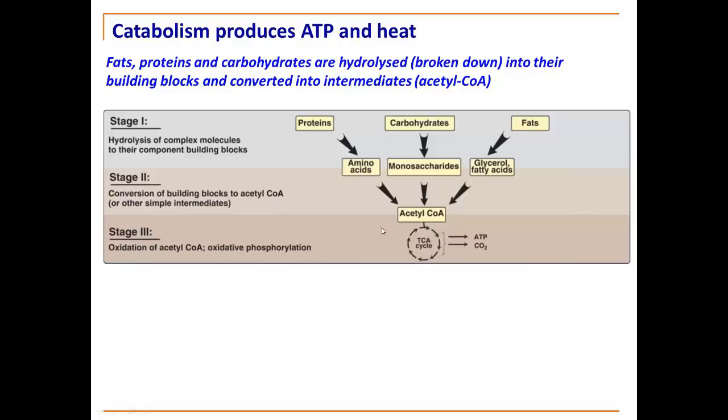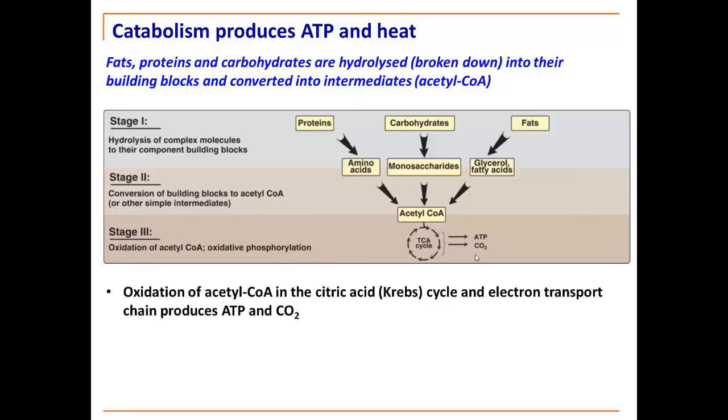And then stage 3, that intermediate acetyl-CoA can enter the Krebs cycle or the TCA cycle, and we're in the mitochondria at this stage. When we're in the mitochondria, that's when we're using oxygen, and that's when we produce huge amounts of ATP and carbon dioxide as well. Like I said, oxidation of this acetyl-CoA in the Krebs cycle and the electron transport chain are all kind of linked together in the mitochondria. They go on to produce your ATP and your carbon dioxide.